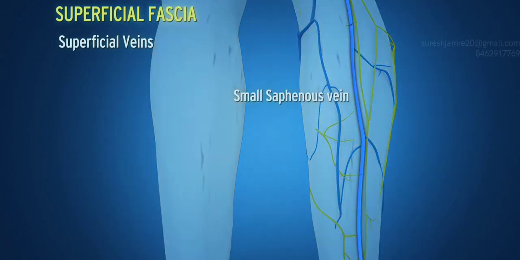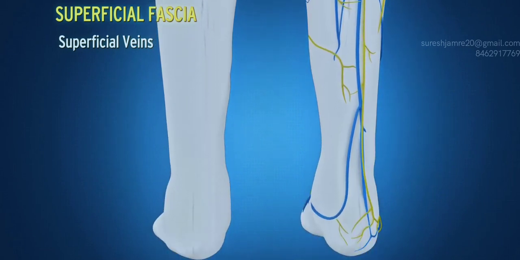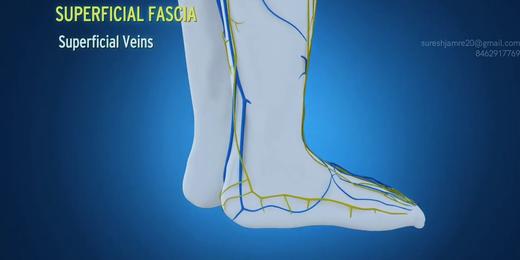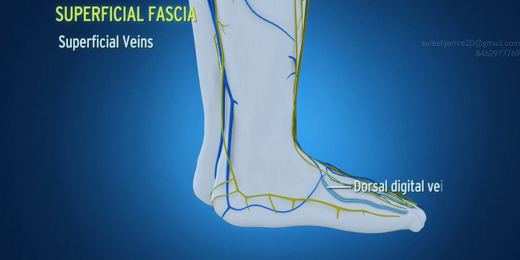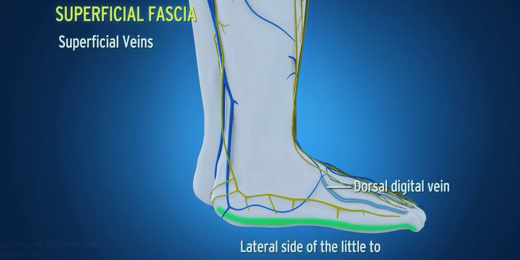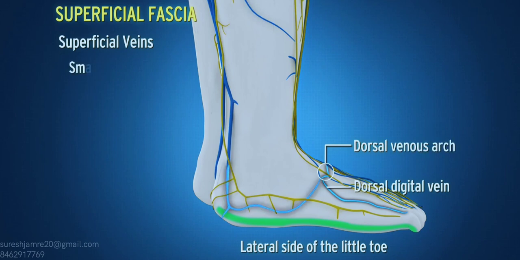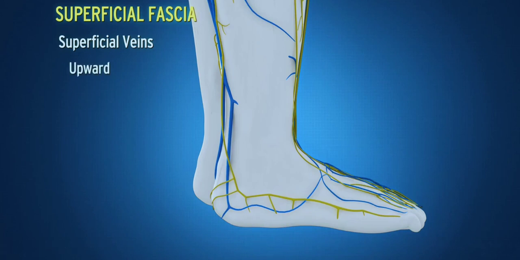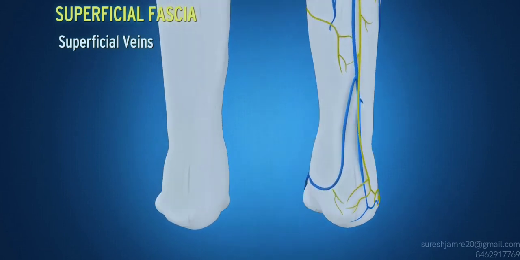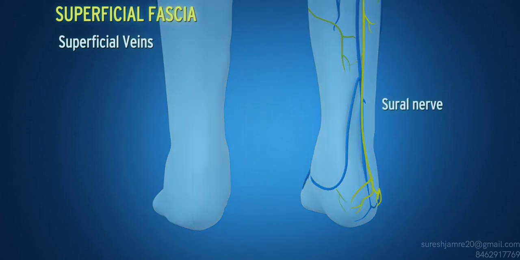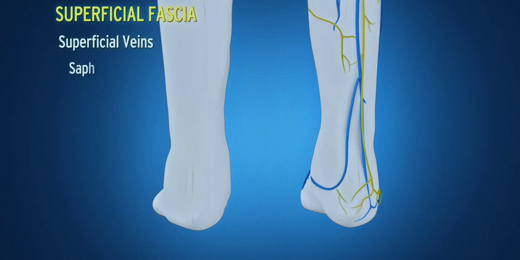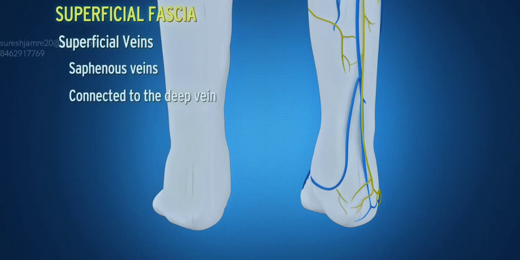Small saphenous vein. The dorsal digital vein on the lateral side of the little toe joins the lateral end of the dorsal venous arch to form the small or short saphenous vein. It passes upward behind the lateral malleolus to reach the back of the leg, where sural nerve accompanies it. Both the saphenous veins are connected to the deep veins through the perforating veins.